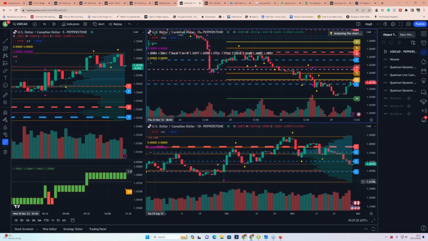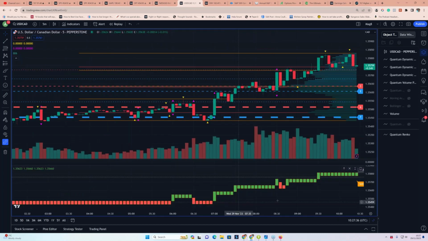If we go back to the 5-minute chart, I've got a slightly different setup for the 5-minute chart, and I've actually got the Renko, and I've got what we call the time accurate Renko that we've developed for TradingView. It's only available on TradingView. This is the view of the price action that we've had from the 5-minute chart.